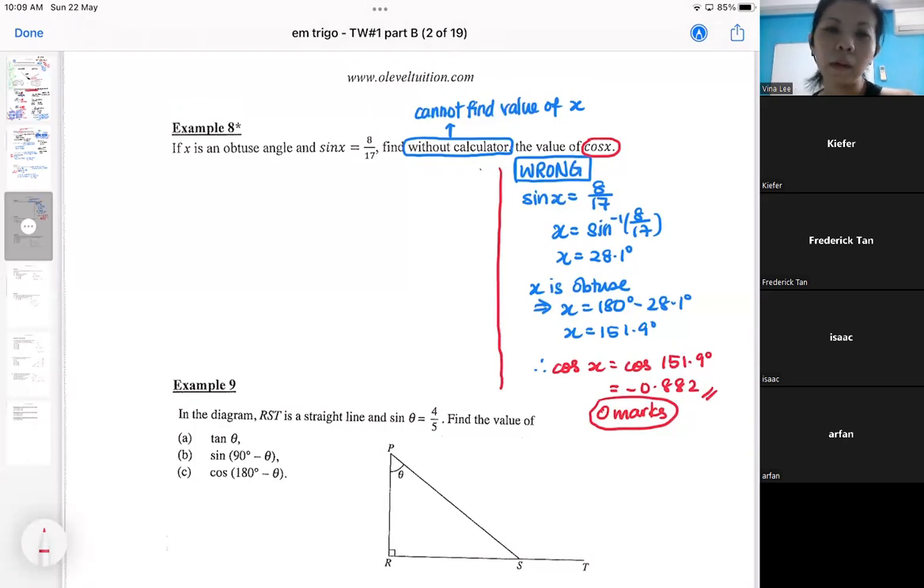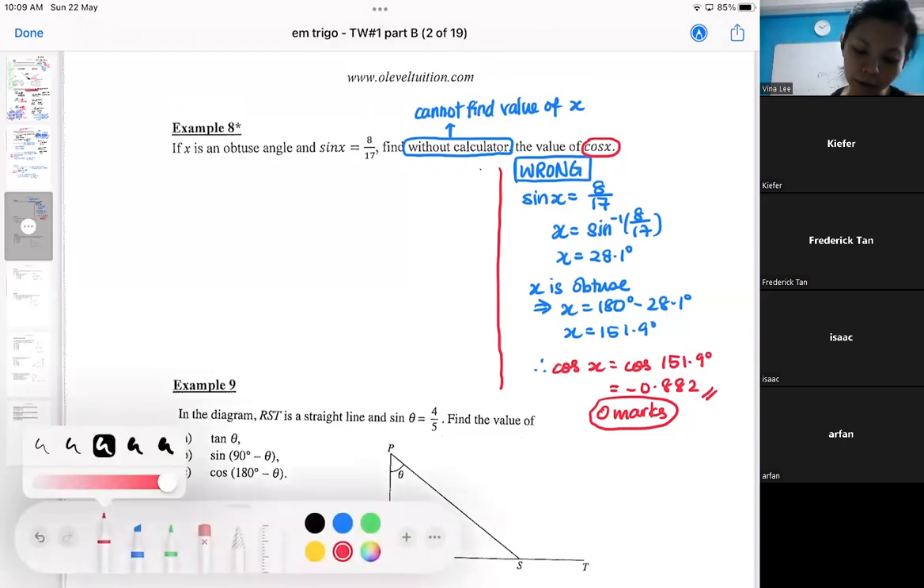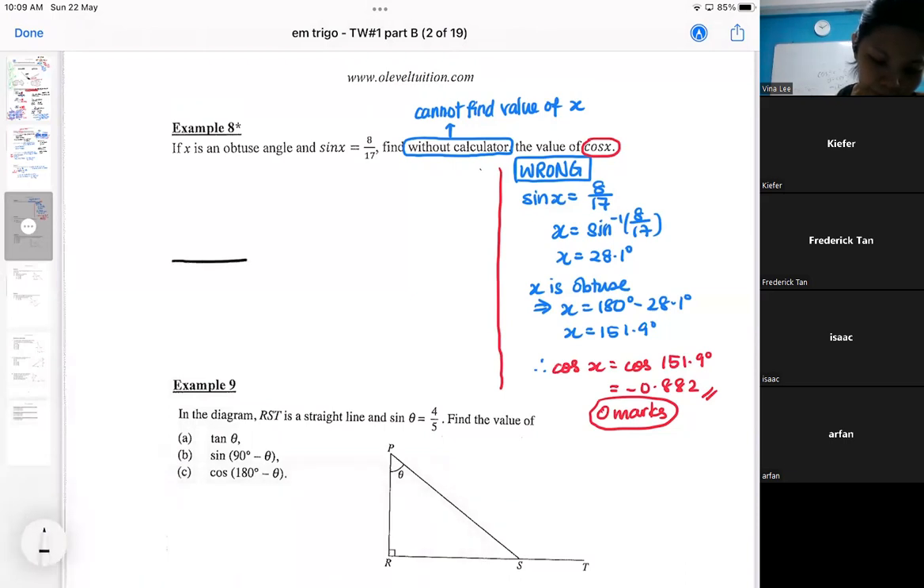So in A math, in E math, sometimes there will be this kind of instruction without calculator. So please don't go and find the value of x. So how are you going to do that without finding calculator? You are supposed to draw. You are supposed to draw an obtuse angle. And the obtuse angle will share a right angle triangle with the neighbor.